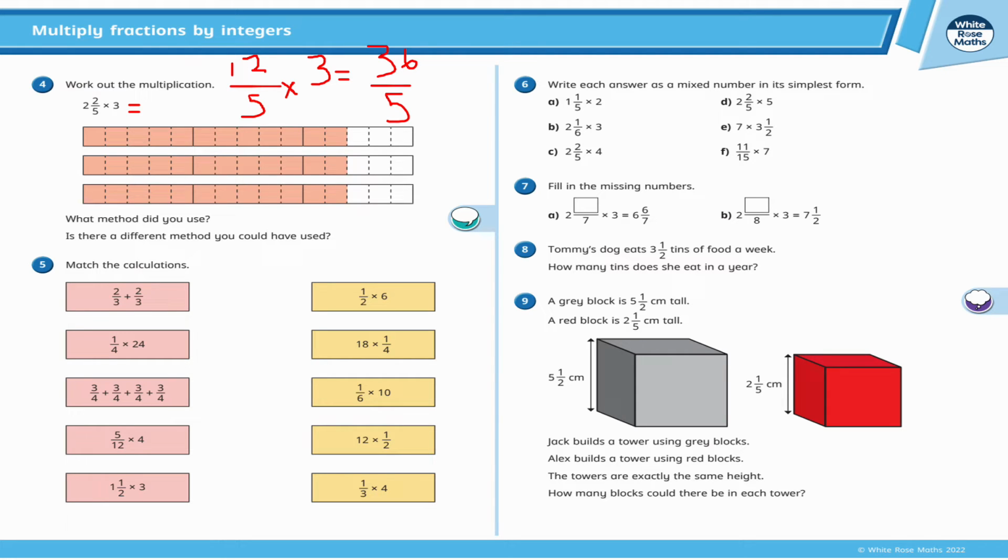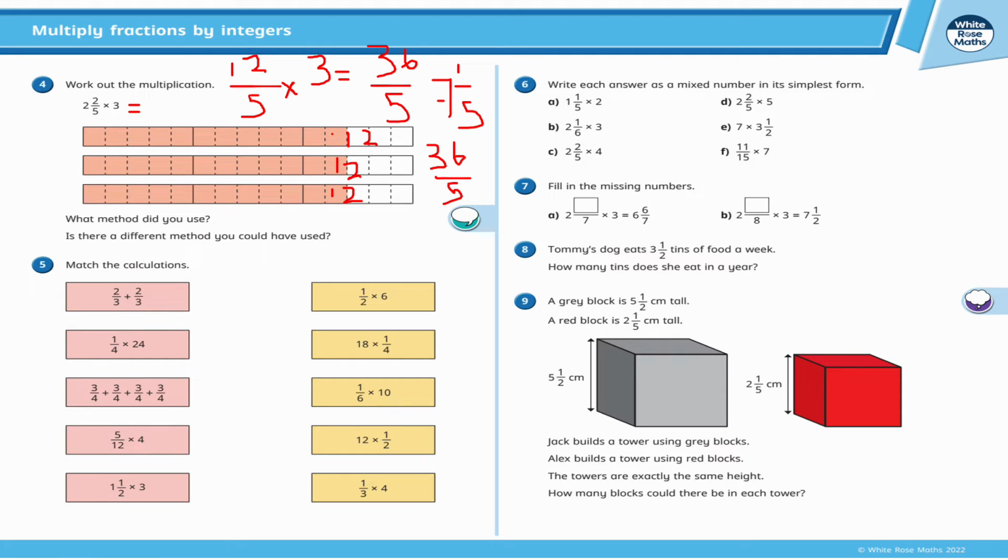If you count the squares, you get 12 coloured squares, 12 coloured squares, and 12 coloured squares. If you add them up, guys, you get 36/5, or 7 1/5 as your mixed number, or 7.2.